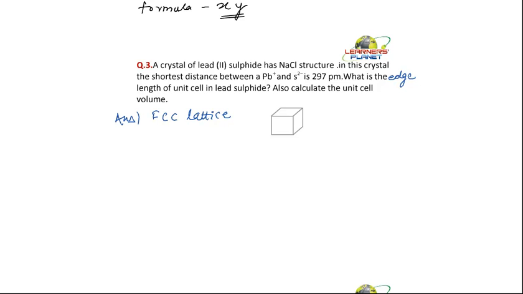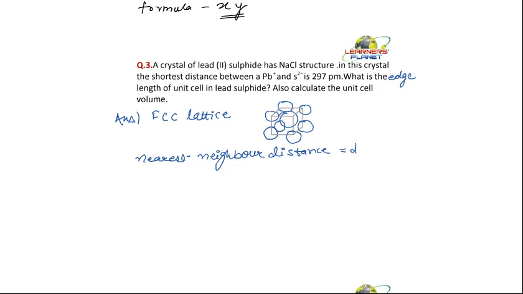So there would be, say there is one particle over here, another particle over here, and this particle over here. The particles present at the corners are not touching each other. Now in FCC lattice, what is the nearest neighbor distance? So the nearest neighbor distance in FCC lattice, that is equal to d, is equal to a by root 2, right?